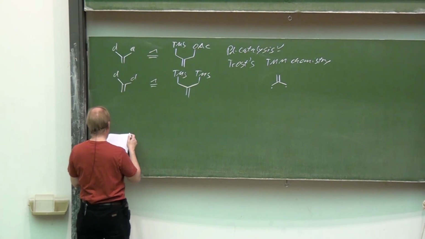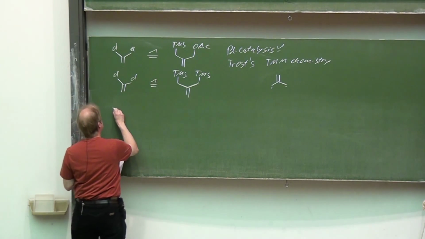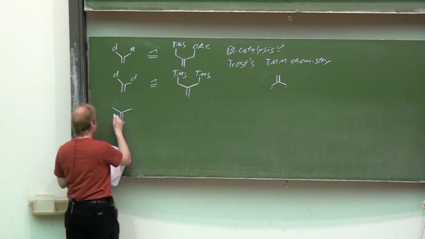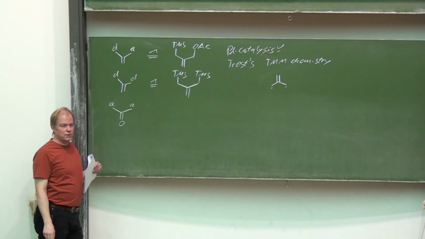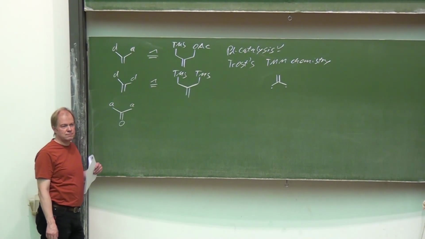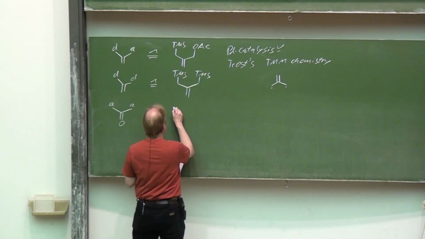Now, an especially interesting example. Carbonyl group. And having acceptor reactivity in both alpha positions. So, if we would start from acetone, we would have to perform a double reactivity umpolung. Here's the nice solution to the problem.